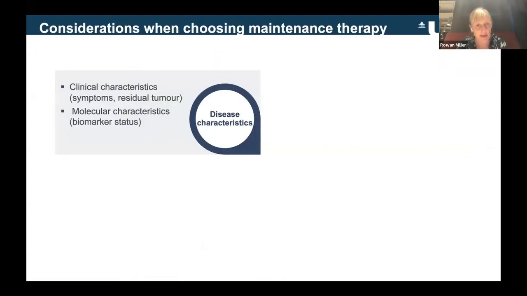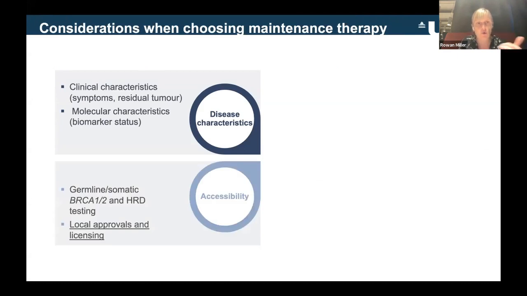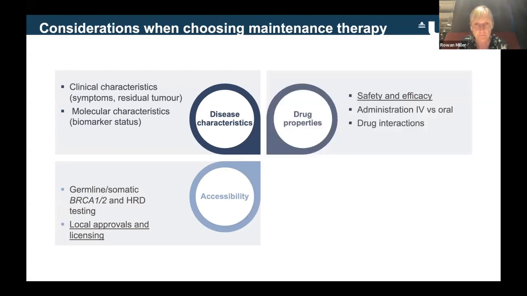So how do we decide? Well, it's unusual in oncology, particularly in ovarian cancer, to have a choice of what we can do and to have all these great options, but we have to consider disease characteristics. So what are the tumor-related symptoms? Do they have residual disease? What is their biomarker status? What are the results of the BRCA and HRD? There are slight nuances, not so much in the UK, but across Europe and the world, about what drugs are available in what different setting. Think about the safety and the efficacy.